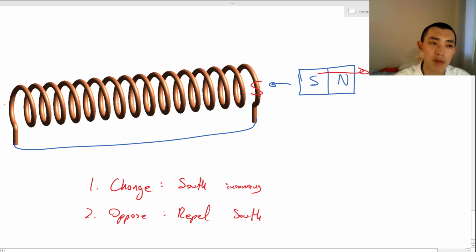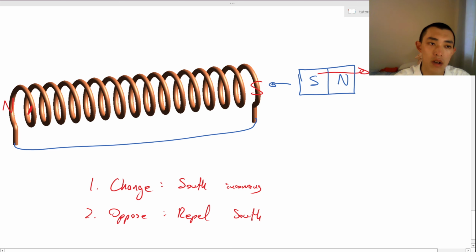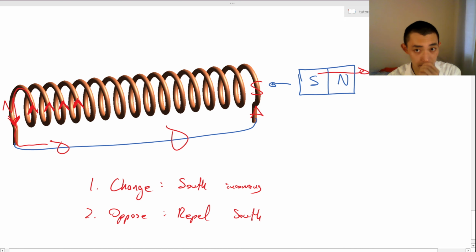Okay, good. That must mean we have a north pole on the left-hand side. Now the only question left is, which direction will the current flow? So to have a north pole on your left-hand side, I'm going to see that the current runs up on the back of my hand. So it should be this way. So we should have current running down there, because if it's going up here, it's going to trace it down, be like that, and be this way, up there.